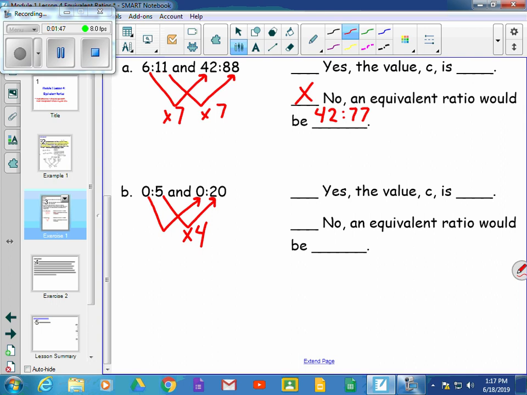Now, can I take 0 and multiply it by 4 to get 0? Yeah, 0 times anything is 0. So these are equivalent ratios. These are equivalent. The C value, the value that we're multiplying both the numbers of the terms of the first ratio by, is 4. So the C value is 4.